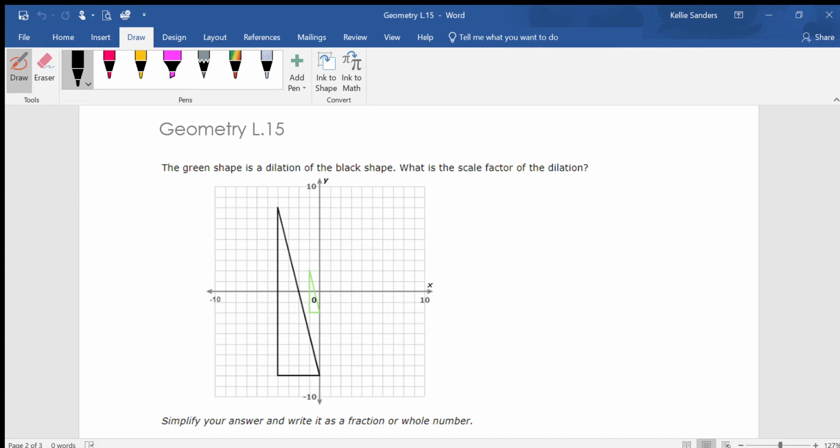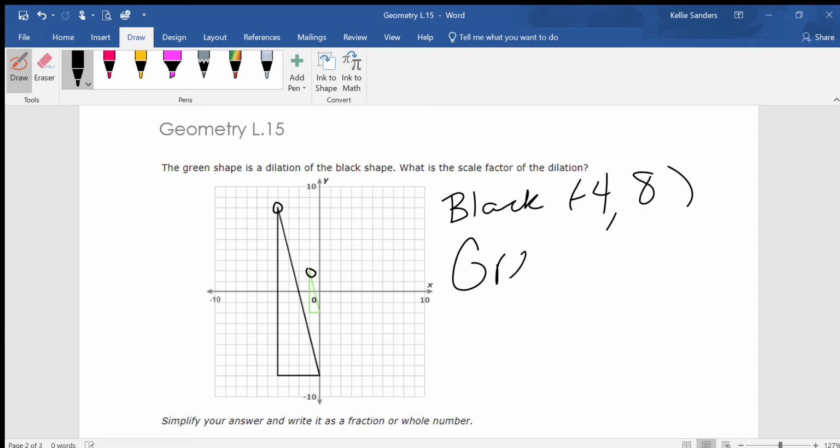What you're going to do, pick any point and its corresponding point. And so let's try this point and then this point. So, dilation of the black. So the black was at 1, 2, 3, 4, negative 4, and positive 8. The green was at 1, negative 1, and 2.